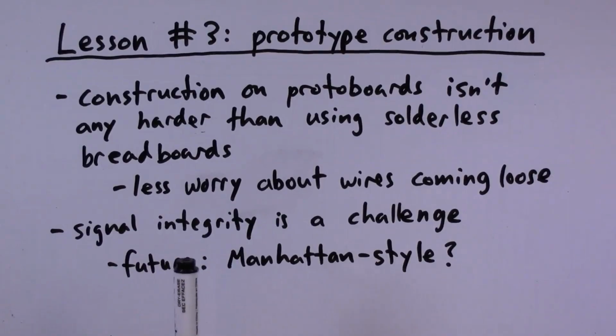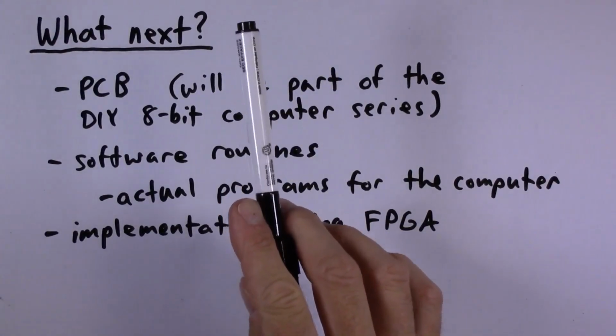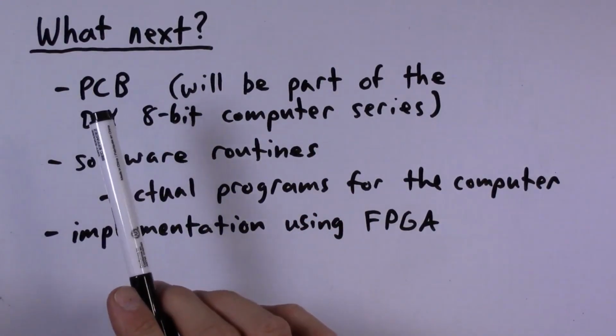So as you saw in this video, signal integrity can definitely be a challenge when you have lots of flying wires on a protoboard, and in the future I might experiment with more appropriate techniques for high-speed designs such as Manhattan-style construction.